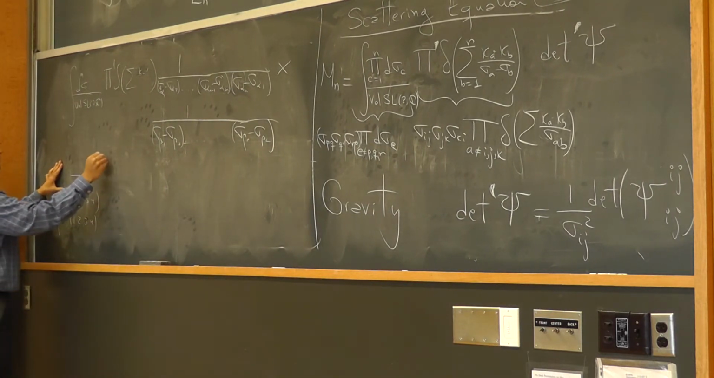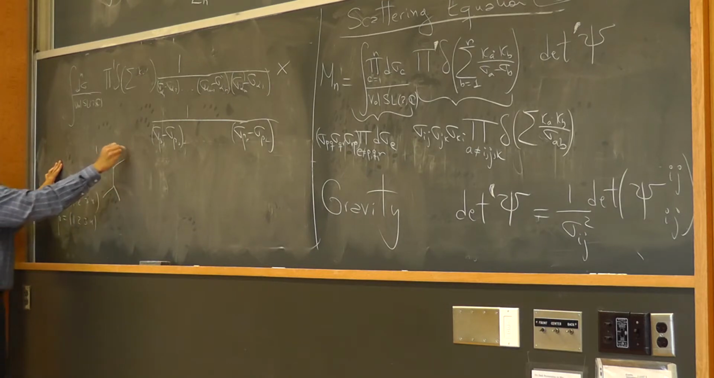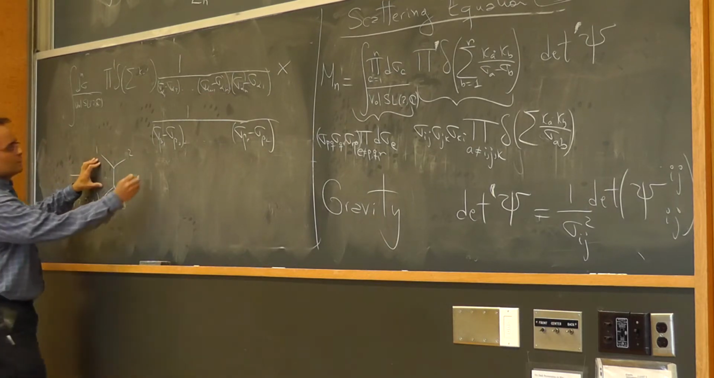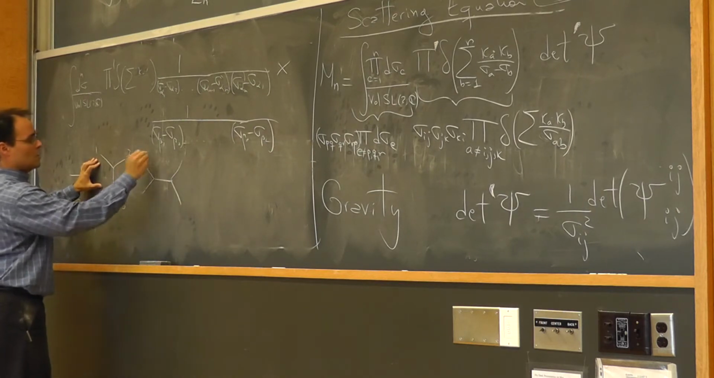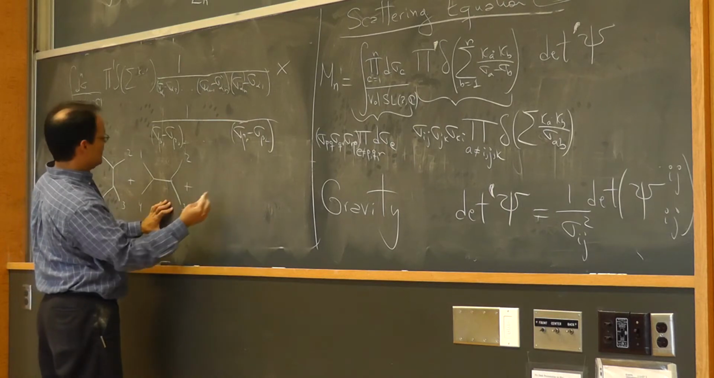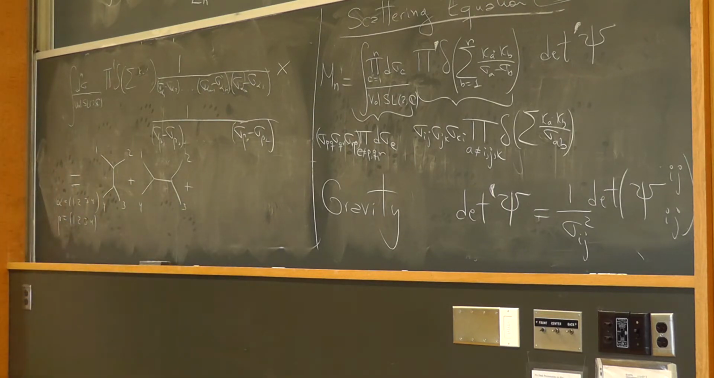I have the diagram 1, 2, 3, 4, plus the diagram. Actually, that's it, right? These are the only two diagrams that I can have.